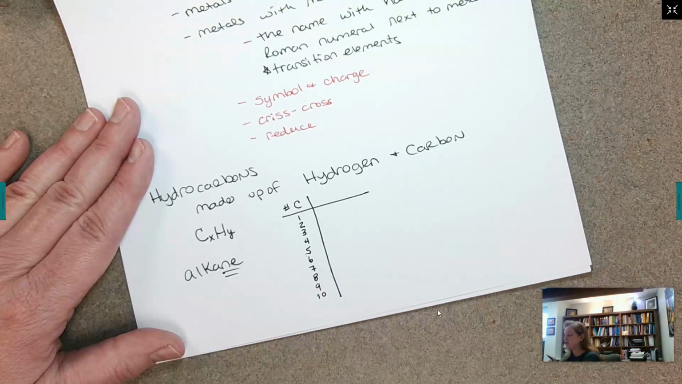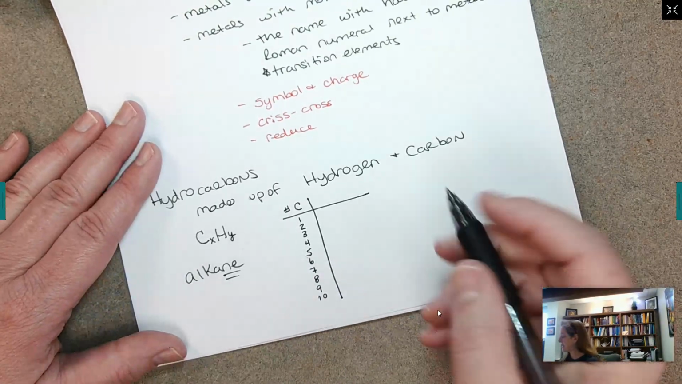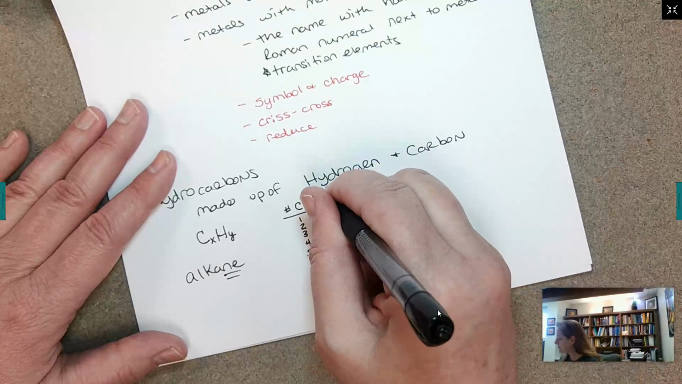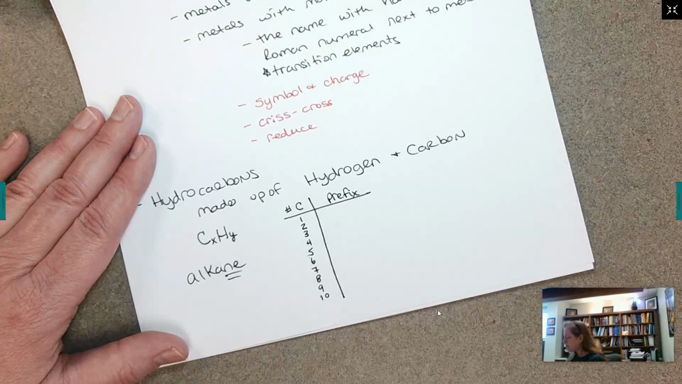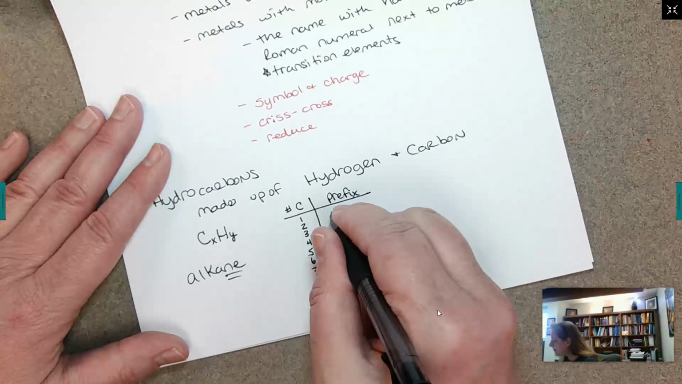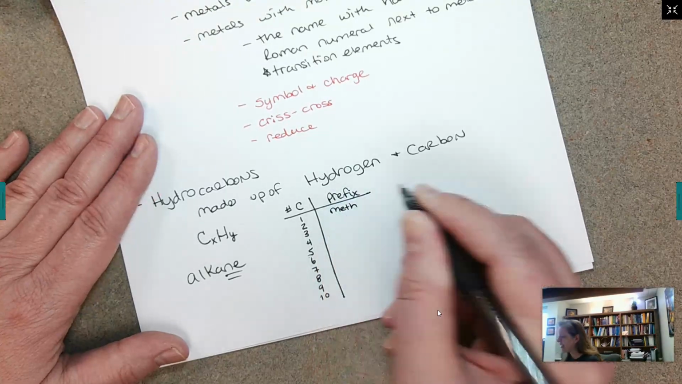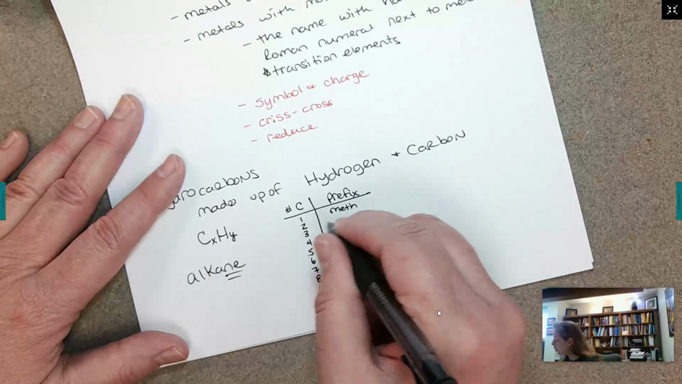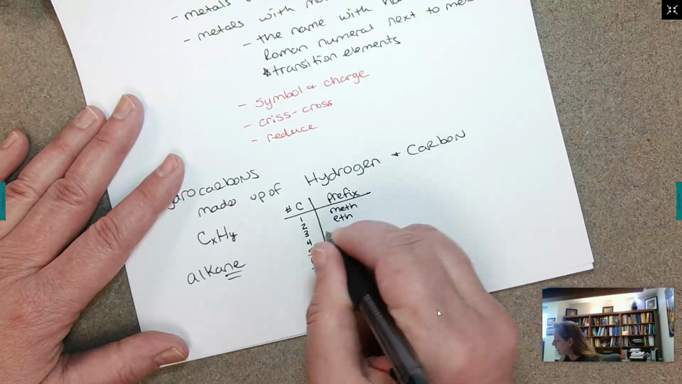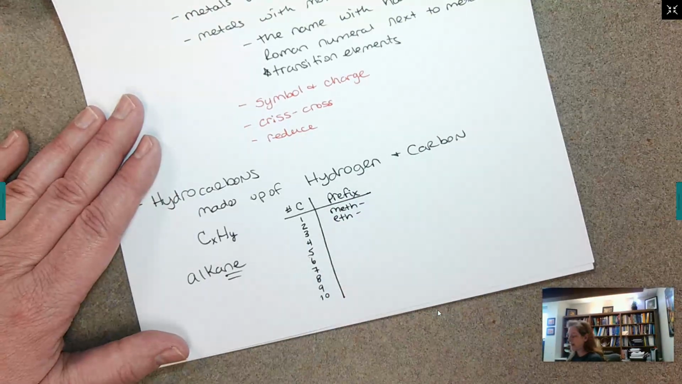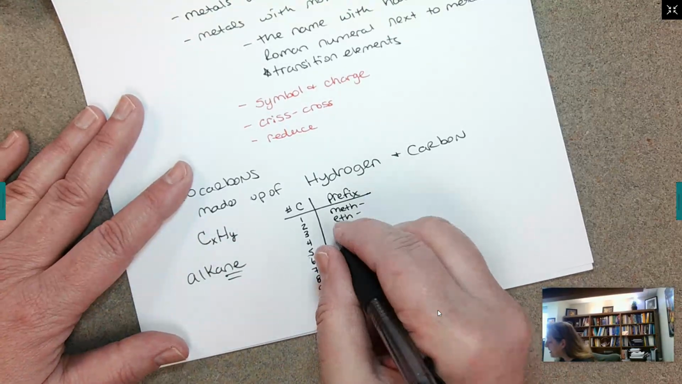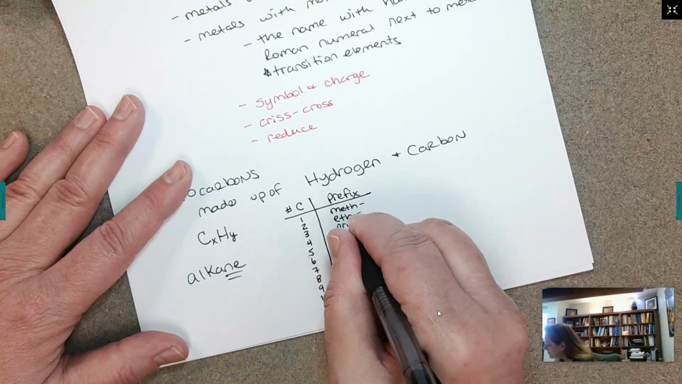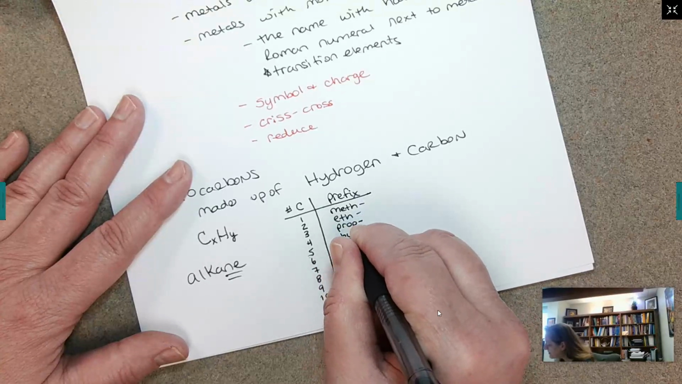Is going to be used by the prefix that you see, or the beginning of the word. So 1 carbon means you're going to start your naming with meth. 2 carbons means eth, and you're going to have the ending on the end of this. 3 carbons, here's where people get a little mixed up. This is going to be prop. 4 is going to be bute.